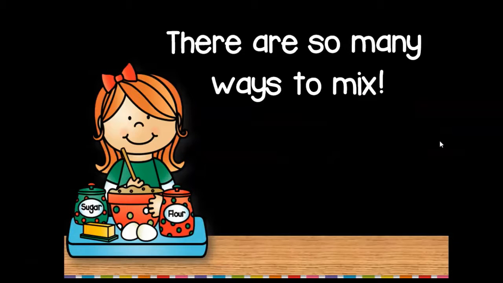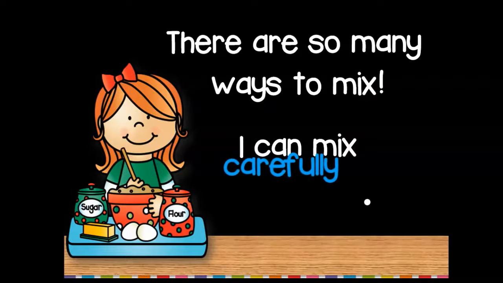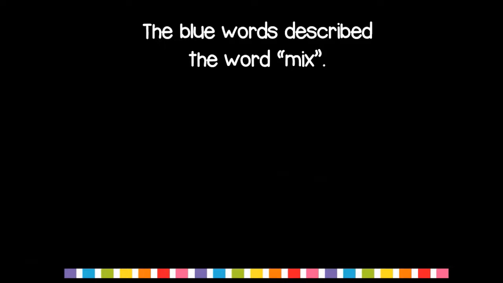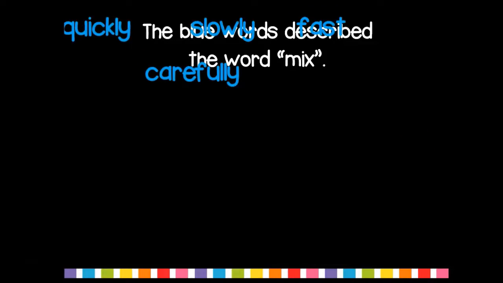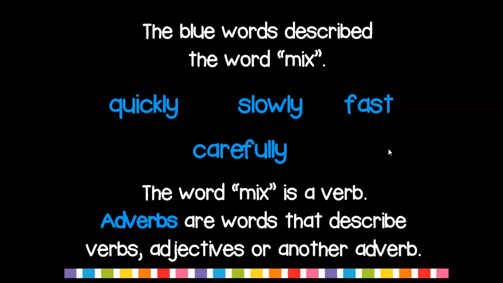All right, now let's take a look at another sentence. I can mix fast. I can mix slowly. I can mix carefully. I can mix quickly. All right, so the blue words describe the word mix. Quickly, slowly, fast, carefully. So the word mix is a verb, and the adverbs are words that describe verbs, adjectives, or another adverb.